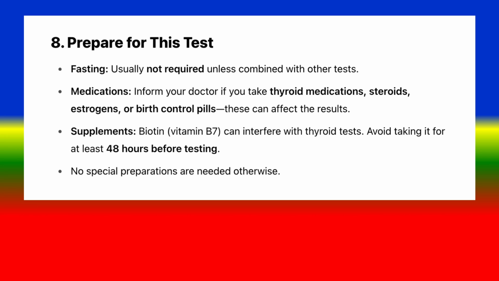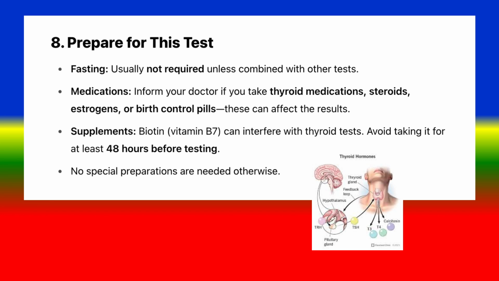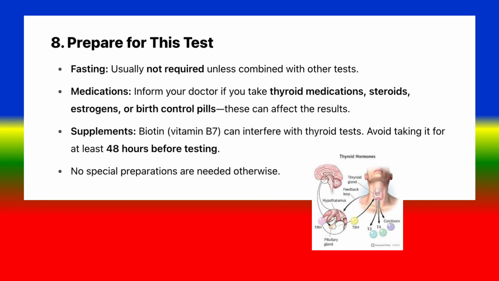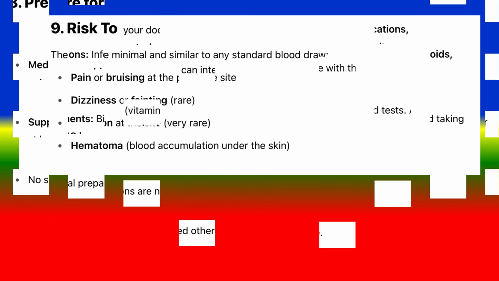8. Prepare for this test. Fasting. Usually not required unless combined with other tests. Medications. Inform your doctor if you take thyroid medications, steroids, estrogens, or birth control pills. These can affect the results. Supplements. Biotin, vitamin B7 can interfere with thyroid tests. Avoid taking it for at least 48 hours before testing. No special preparations are needed otherwise.